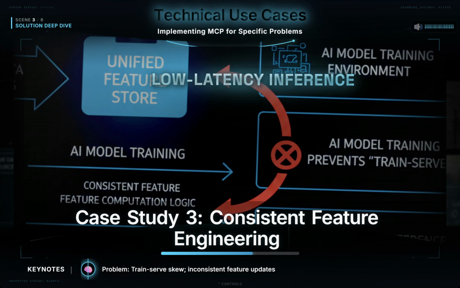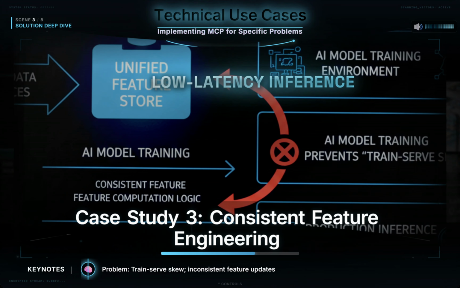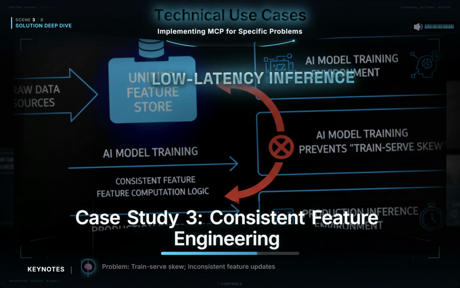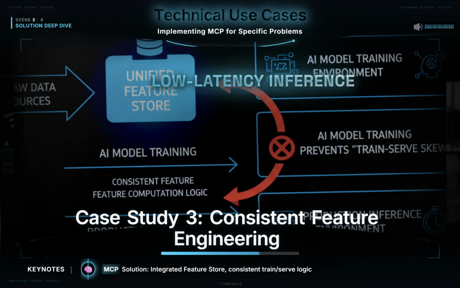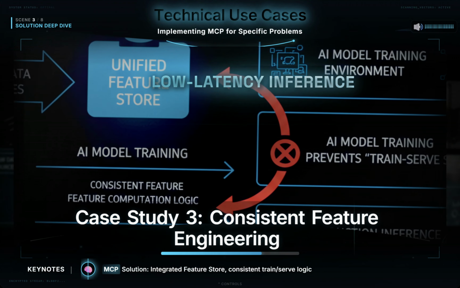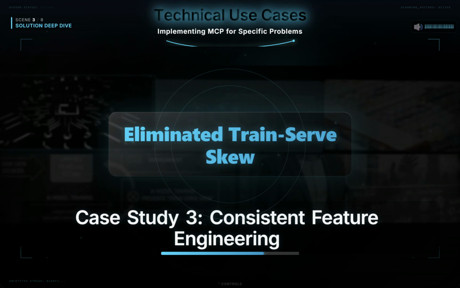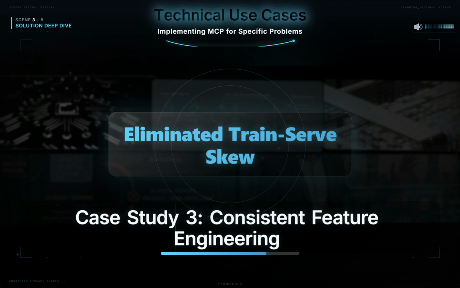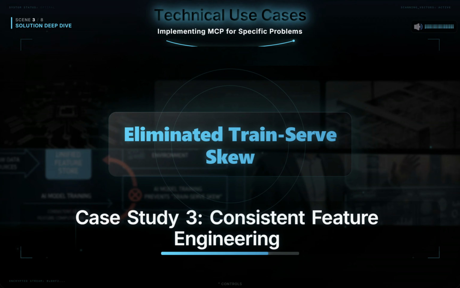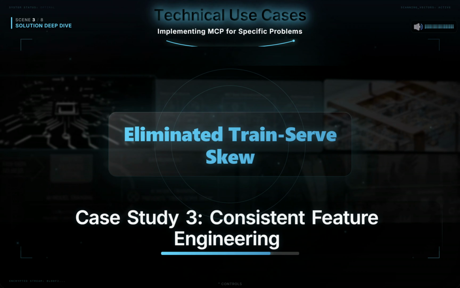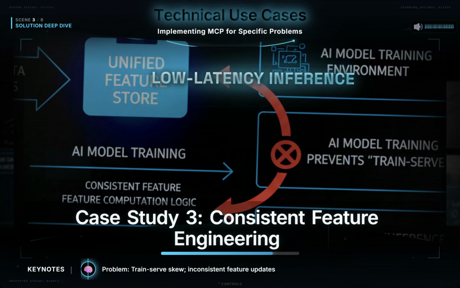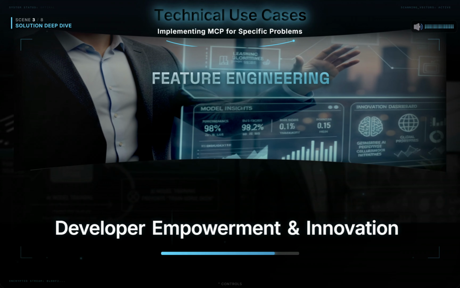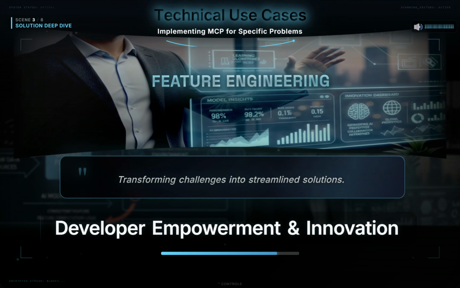Finally, the critical area of consistent feature engineering. How do you ensure the features your model was trained on are exactly what it sees in production, avoiding train-serve skew? And how do you update those features quickly and reliably? Without a robust system, this often leads to subtle model degradation or frantic, error-prone updates. MCP integrates a powerful feature store, ensuring consistent feature definitions and computation logic across both training and serving environments, dramatically simplifying feature management and accelerating iteration cycles.